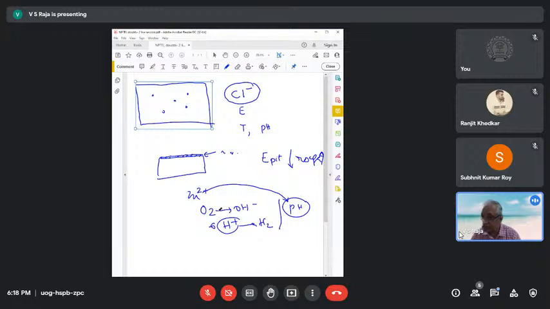Your point is very well correct. Can it not happen? Yes, it can happen. If it happens, then automatically, if you draw the diagram, you will come to know what happens. In fact, you draw the diagram and see what happens. E versus log i. Suppose a corrosion takes place. Assume that I have both inhibitors.